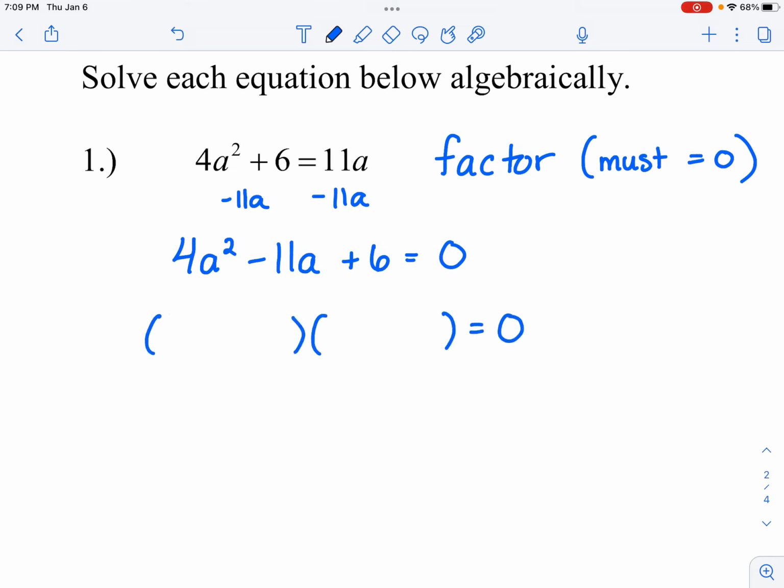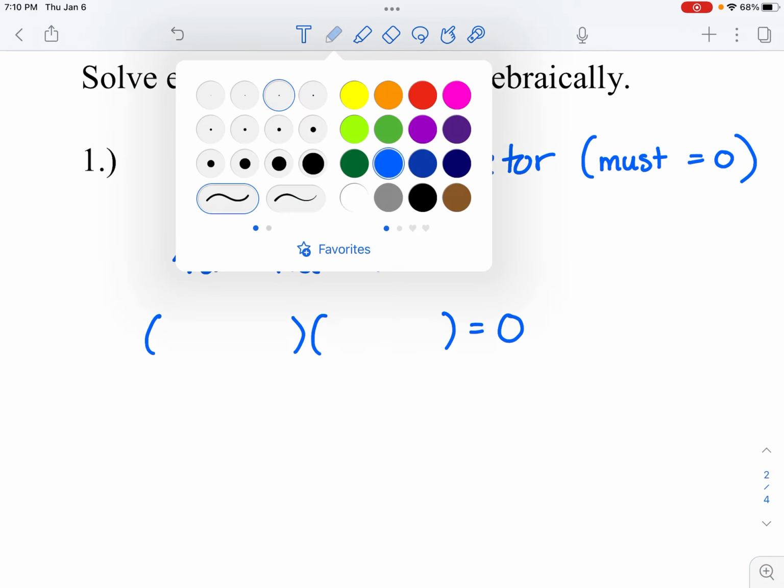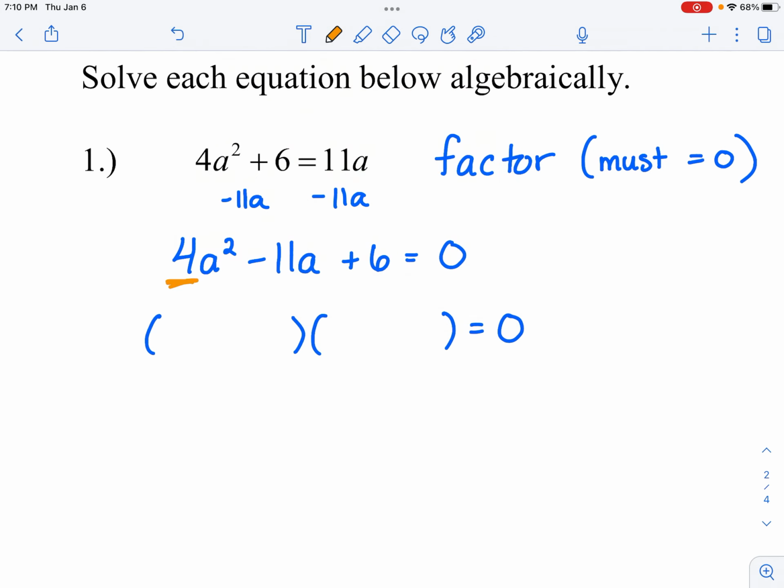And here are some things that I noticed to help me with my guess and check. 1, there's no GCF involved. 2, I see that I have a 4 and a 6, okay? And if you think 4 times 6, that's 24. So it's like I need factors of 24 that add up to this negative 11 here, all right? So factors of 24 that would work would be a 3 and an 8. But I can't just use 3 and 8 because I need to end up with a 4 out in front.